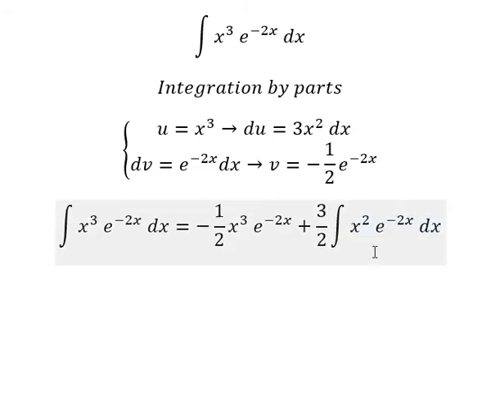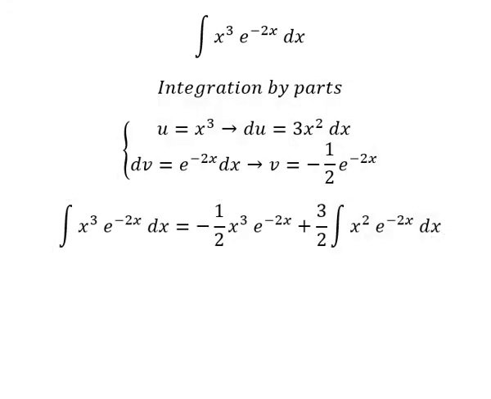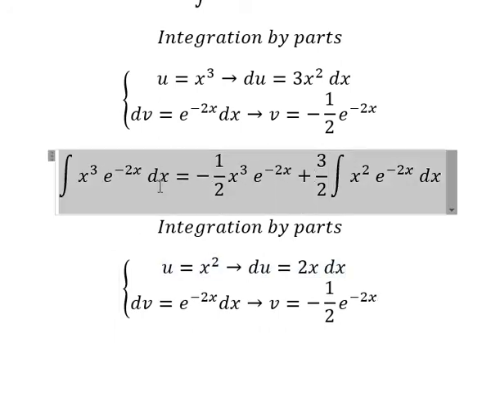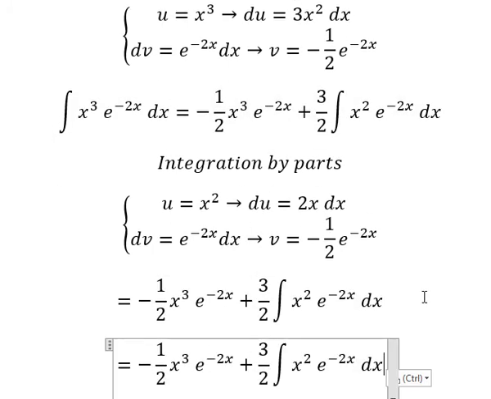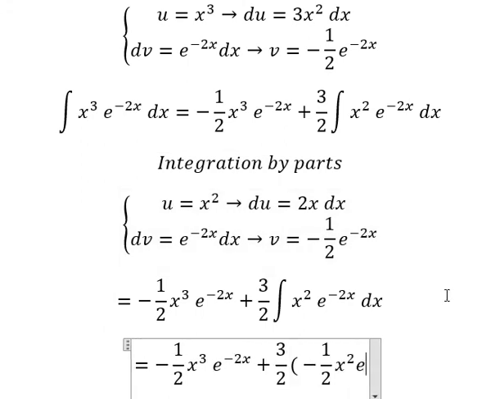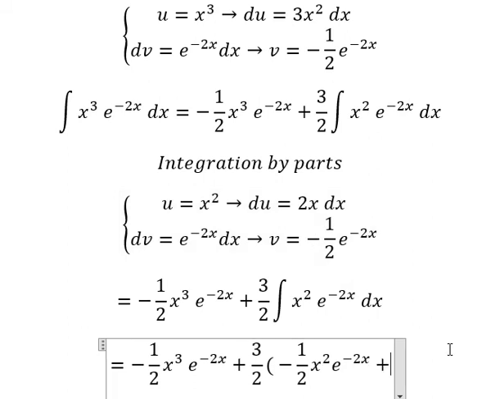Now we continue to use integration by parts for this one. But now u is s squared and dv is e to the power of negative 2s. So for this one, we have u multiplied by v. 2 multiplied by 1 over 2, you get 1. Negative with negative, you get positive.